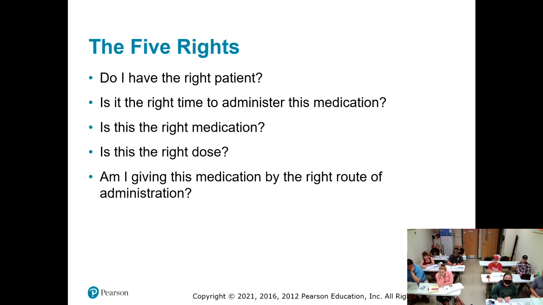Okay? With time, also, so there's typically 6 rights. They include this in there. Expiration dates also go with time. So is the medication expired? We do not give expired medications. If the medication is expired, we don't give it, and making sure we're giving it at the right time to the patient. Is it the right medication?